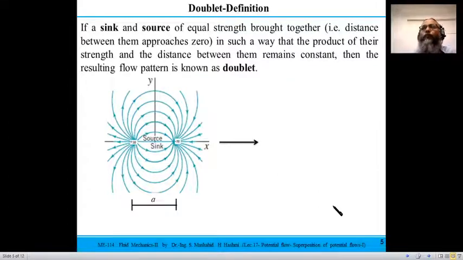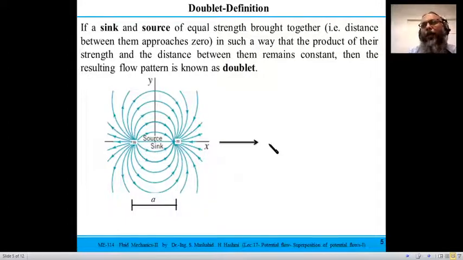Okay, now let's move into a particular resulting pattern generated by combining two basic flows. Let's say at one point we have placed a source, and plus m is the strength of the source. Source is something which is coming out, and at some distance a we have placed another basic potential flow, that is a sink. The strength of the sink would be minus m. So what will happen if you bring the source and sink close together? What we call a doublet.